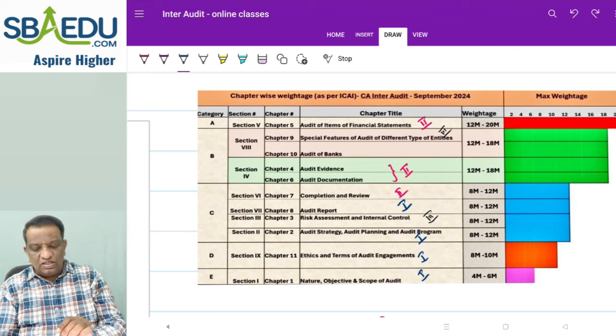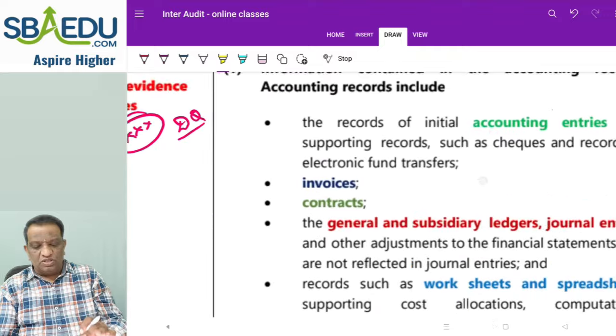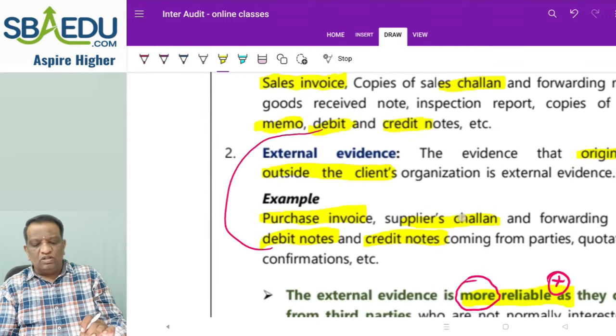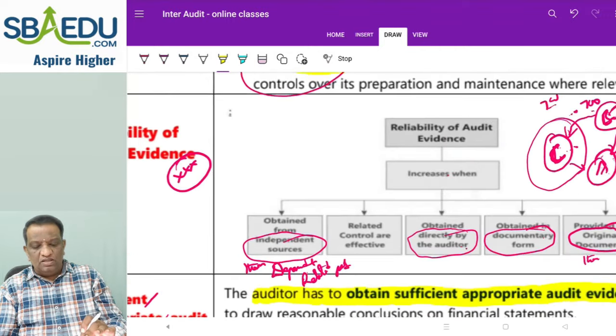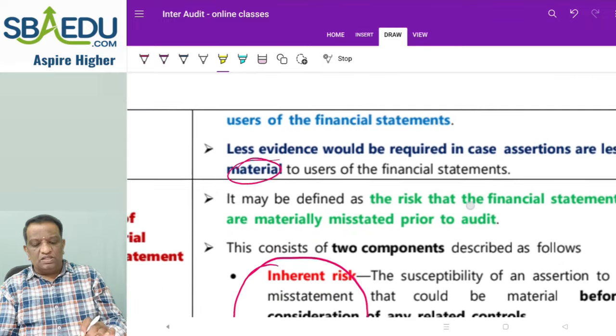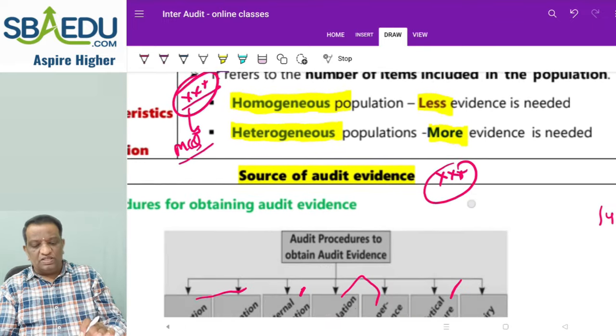Now, in the audit evidence chapter where the current topic is covered, the marks can come anywhere between 12 marks and 18 marks. So from the examination perspective, it's a must-read chapter, and it basically contains all the 500 series standards. But in this discussion, let us restrict ourselves to the topic of assertions.